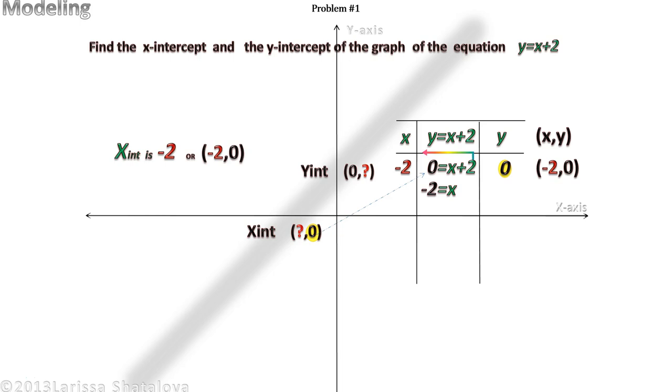Now, next step, we have to find the y-intercept. And for the y-intercept, we know that the x-coordinate is 0. This is what we are going to use. Now we have to replace x in our equation by 0 and solve for y. So y is 2. The y-intercept is 2. We can show this as a point with coordinates 0, 2, or we can use words. The y-intercept is 2.